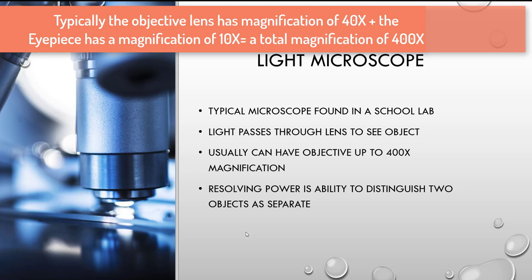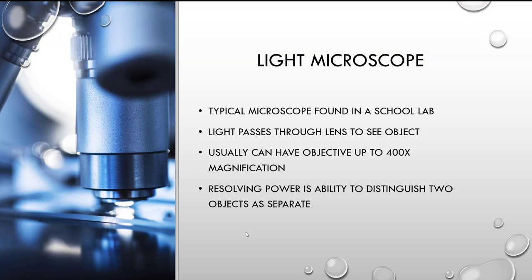So if you've ever done this in school before, you could take pond water and put it under a microscope and you can see all the little critters, and they're still alive, moving around under the light microscope. It could be magnified 10 times, or up to 400 times. So it can be very useful in a classroom setting.